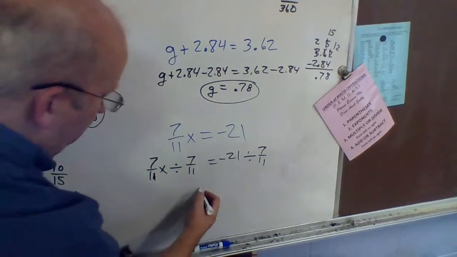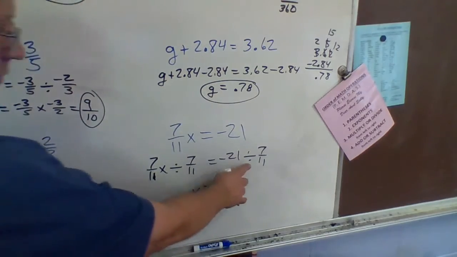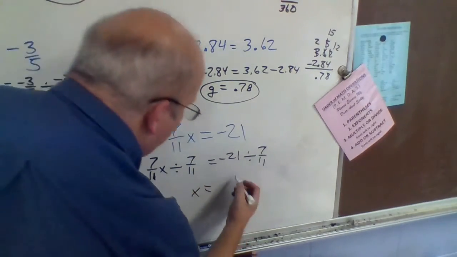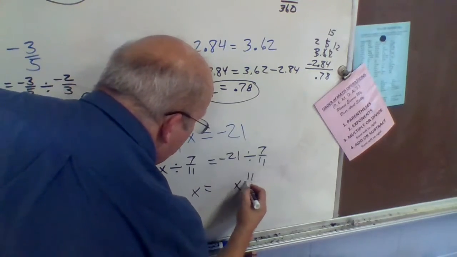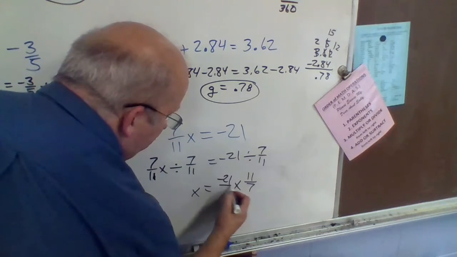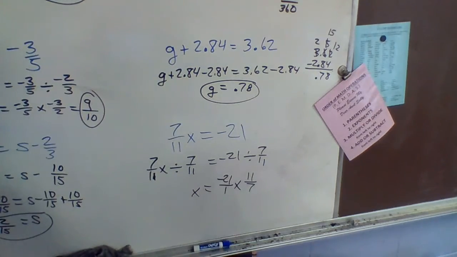On this side, we're left with x. How do we divide fractions? Isn't the rule to divide, we multiply by the reciprocal of that second number? And I'm going to make negative 21 into negative 21 over 1.